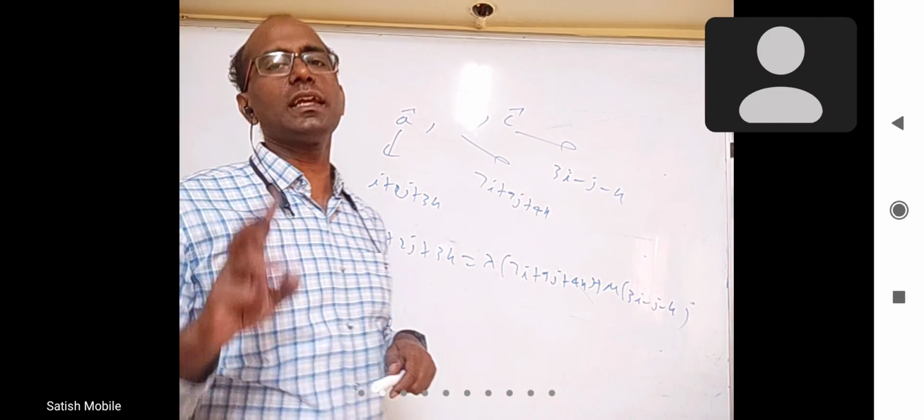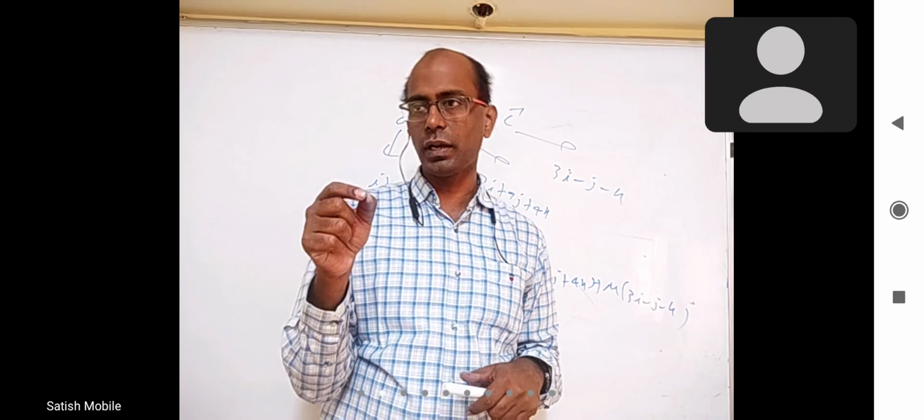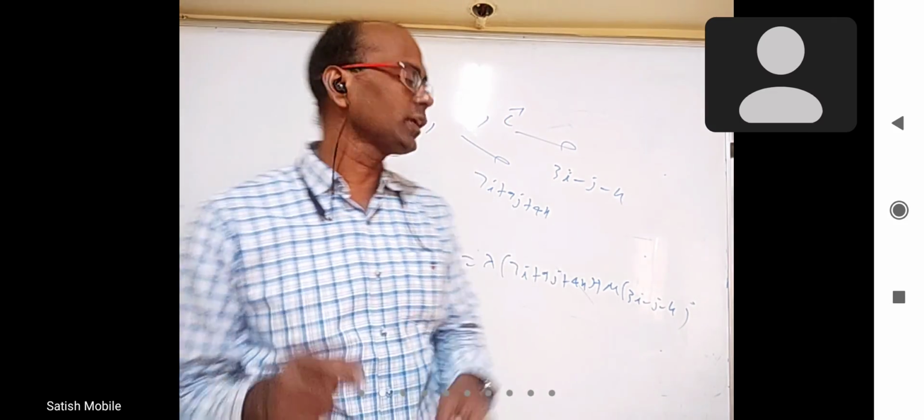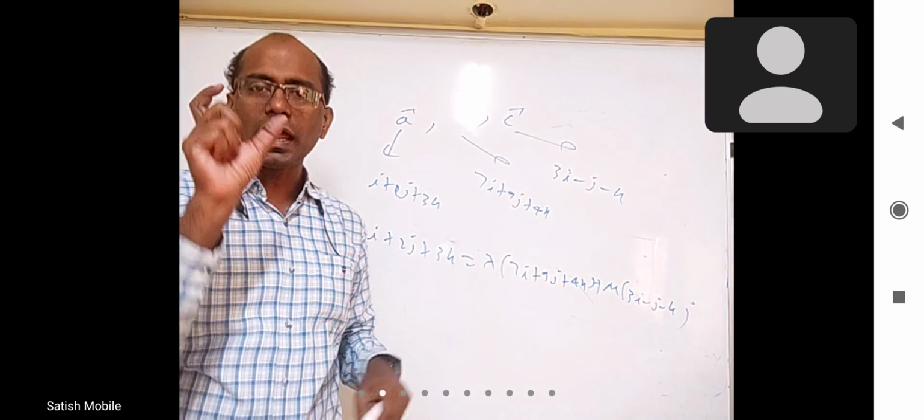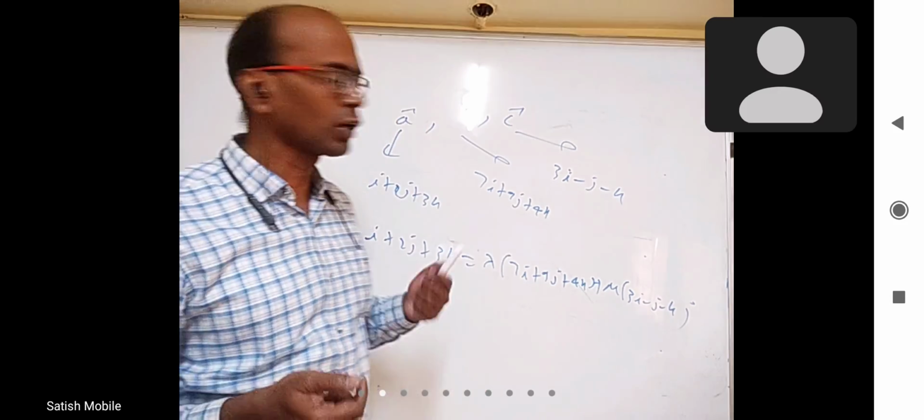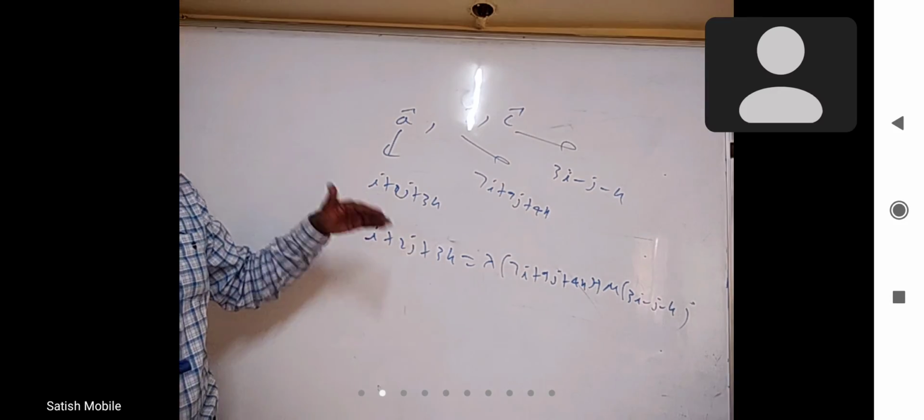So you don't need 3 equations. Solve the first 2 equations to get lambda and mu. Put that lambda and mu in the third equation. If they satisfy it, then these vectors are coplanar. If the lambda and mu that you got by solving two equations don't satisfy the third equation, then they are not coplanar. This is a method that we can do at this stage.